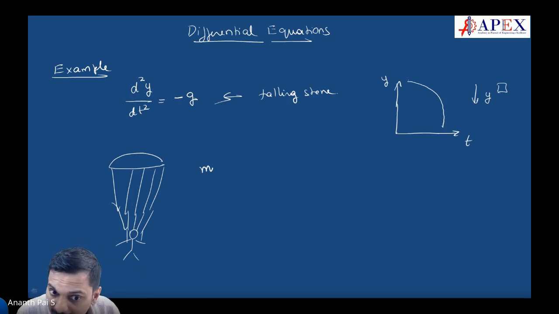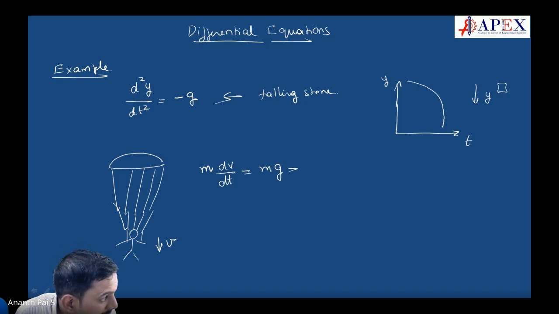So, m into dv by dt, change in velocity per time, would be equal to, now if I consider the velocity is in this direction, okay, this would be equal to, see, the change in velocity is assisted by gravity. It is opposed by the resistance of the air. Is it not? There is a resistance of air.